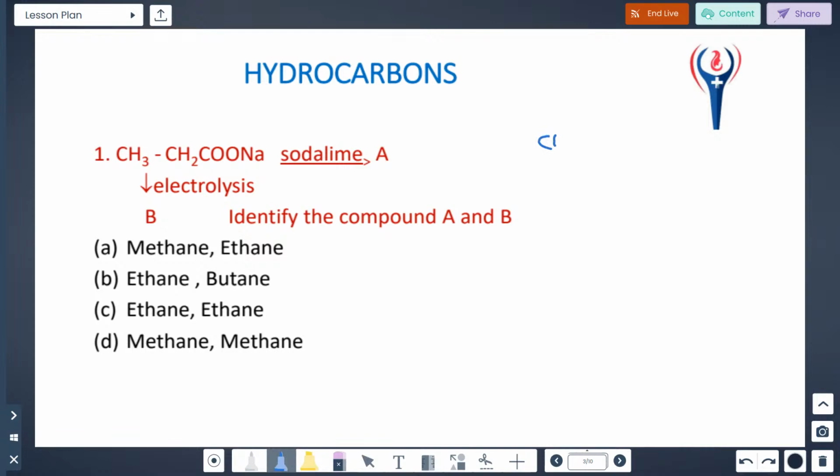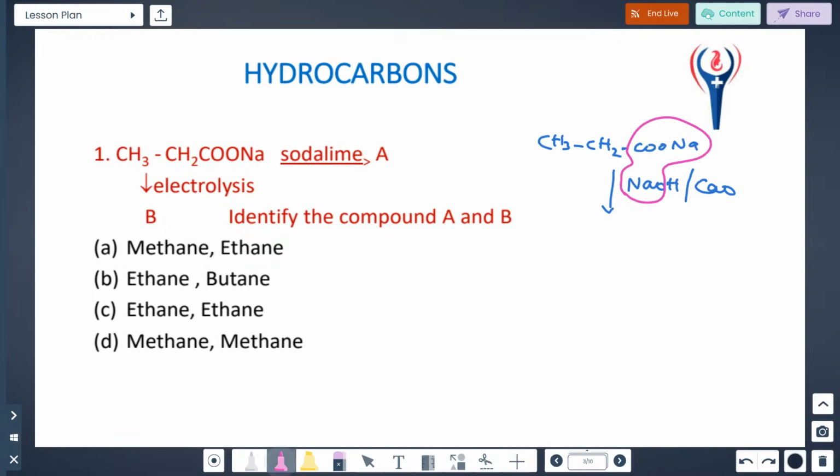Sodium propanoate, CH3CH2COONa. Soda lime is a mixture of sodium hydroxide and calcium oxide. Calcium oxide does not take part in the reaction; only sodium hydroxide is involved. When these two react together, sodium carbonate is removed.